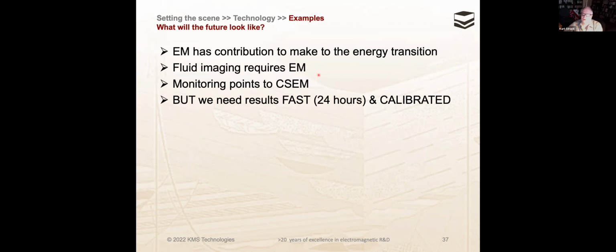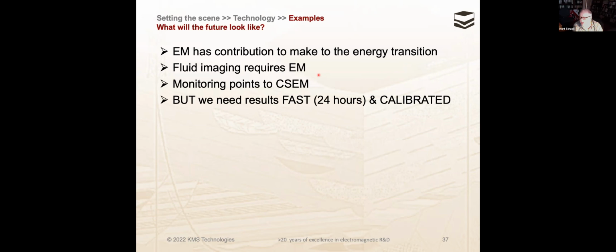Now, what will the future look like? EM has a clear contribution to make to the energy industry, in particular, since in a CO2 scenario, there's very little impedance contrast between CO2 saturated reservoir fluid and original reservoir fluid. So fluid imaging requires EM.